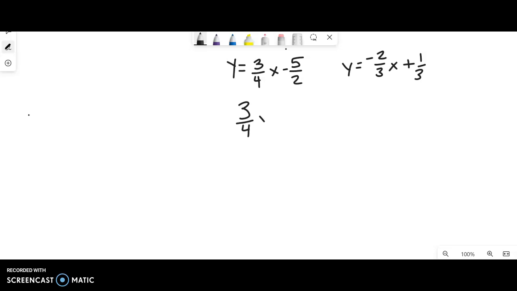3 over 4x minus 5 over 2. When does that equal negative 2 over 3x plus 1 over 3? Okay, I got positive 3 over 4 and negative 2 over 3. So this left side has more x's. I'm going to move the x's to this side.